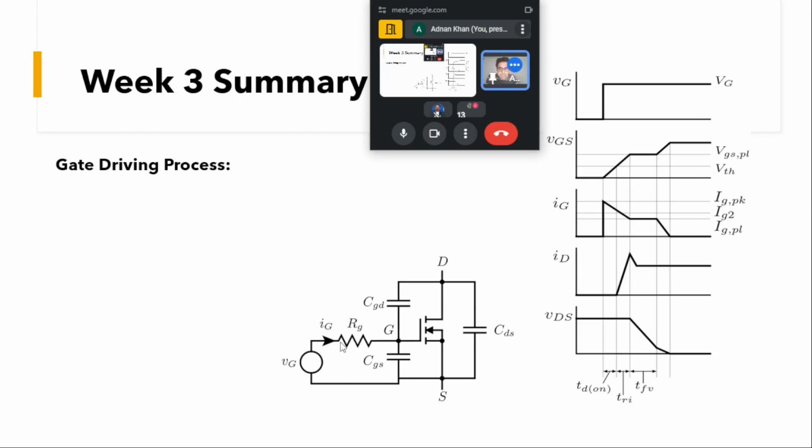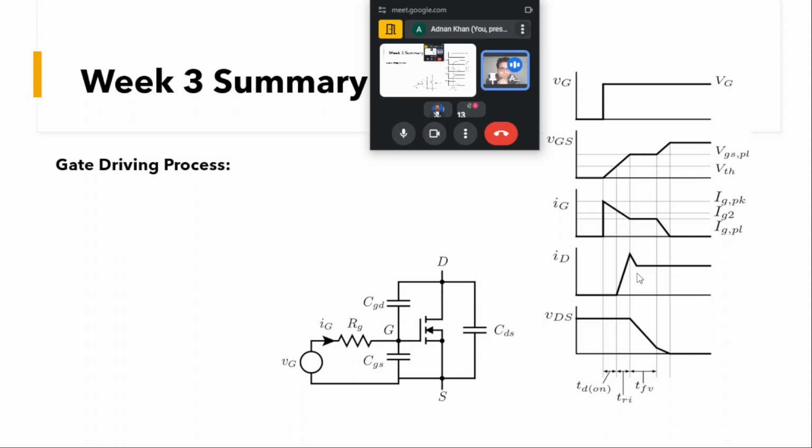And what will happen is this IG will now remain constant, because this voltage is constant, this voltage is also constant. So IG will remain constant, and IG will now flow through the CGD, and it will cause the CGD and CDS to discharge, and we'll see this. Now the voltage will drop across the VDS, and this IG will flow through the CGD and cause the CGD to discharge.